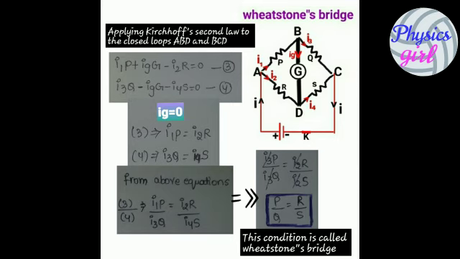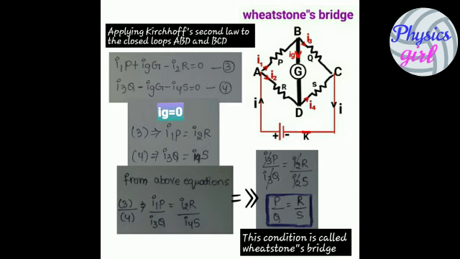Now applying Kirchhoff's second law to the closed loop BCD. Current I3 passes through resistor Q in clockwise direction, that is I3Q. Galvanometer current passes in anticlockwise direction, so it is minus IgG. Current I4 passes through the resistor S in anticlockwise direction, that is minus I4S. I3Q minus IgG minus I4S is equal to 0. This is the fourth equation. The bridge is balanced when the galvanometer current Ig is equal to 0.